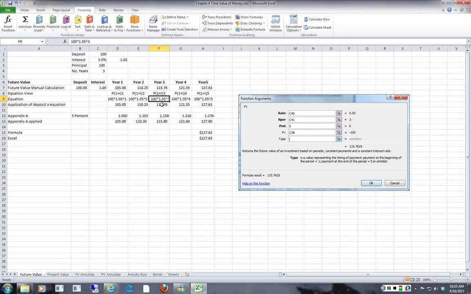So you can see at the end of the third year, for example, it's 100 times 1.05 to the third power. At the end of 5 years, it's 100 times 1.05 to the fifth power. And then I multiply that out. You can see the application of that deposit times the equation comes up with $105 at the end of the first year, $110.25 at the second year, and the third year is $115.76. Year 5 is $127.63. You can all see that.